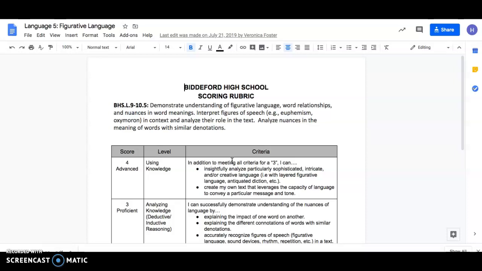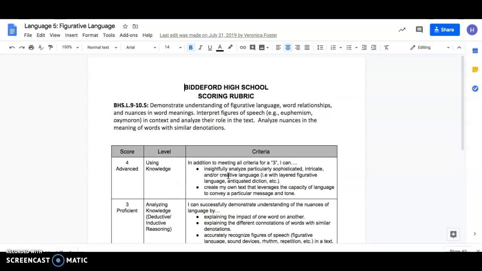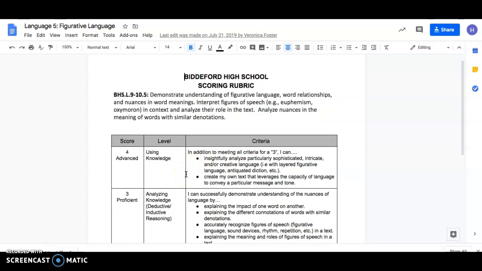So I'll try to keep this as short as I can. This is our rubric that I did share with you guys already. This is our figurative language standard. You're supposed to be able to demonstrate that you understand figurative language, word relationships, nuances, those slight variations in word meanings, and you can interpret all of them and analyze their role in a text.